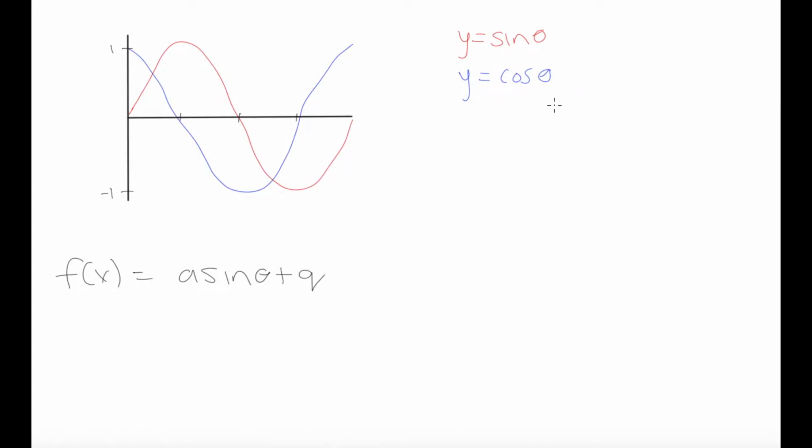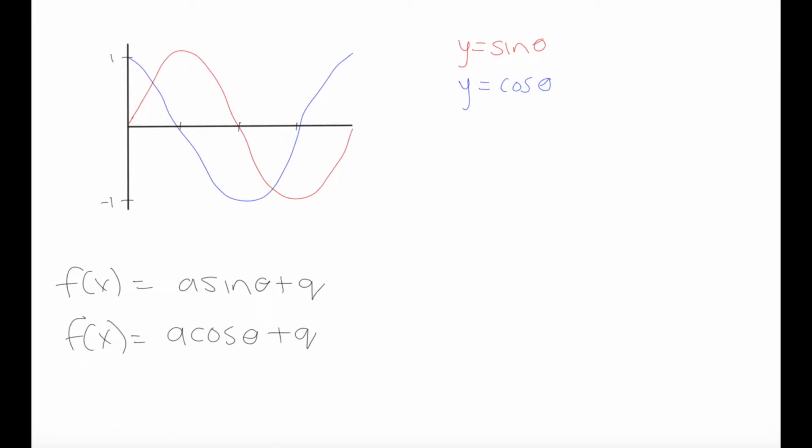And the same goes for the cosine function. The standard form of a cosine function is going to be f of x is equal to a cosine theta plus q. And in the next video, we'll take a look at how our cosine function is going to change as we change our a values and our q values. But for now, let's take a look at the sine theta graph in more detail.